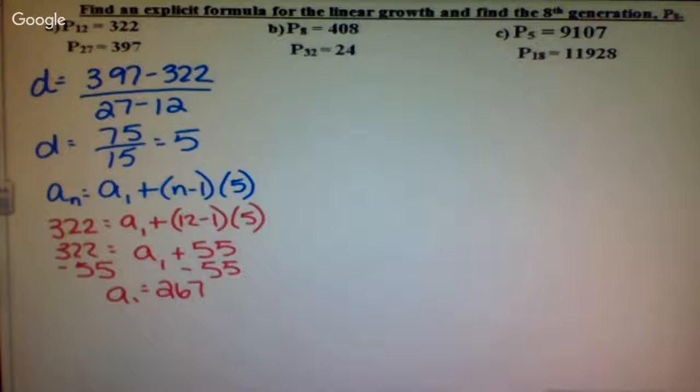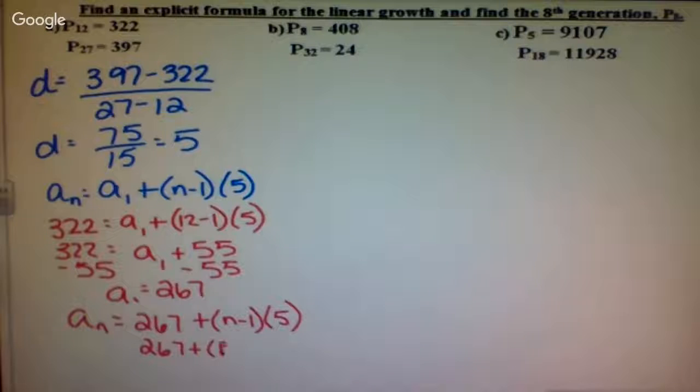We're not quite done yet. 35 or 55? So my actual equation then is A sub n equals 267, because I just found out what A sub 1 is, plus n minus 1 times 5. It wants the 8th generation. So all we need to do now is plug in 8 for n and get your answer. 267 plus n minus 1 times 5. 302. What are we trying to find out? Okay. The 8th generation, which means your n value is an 8.